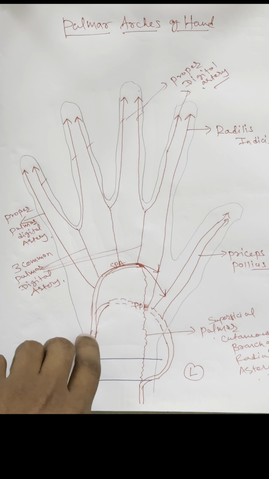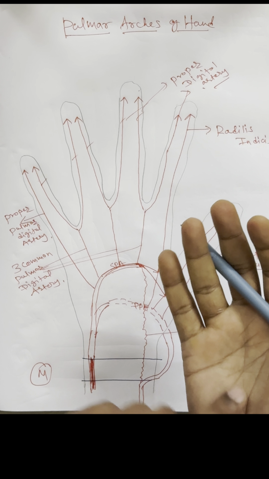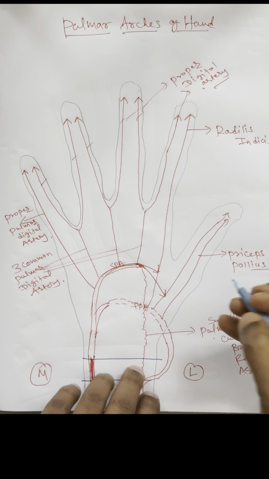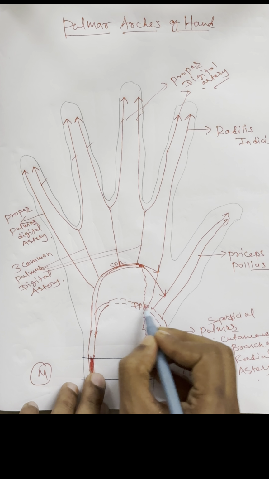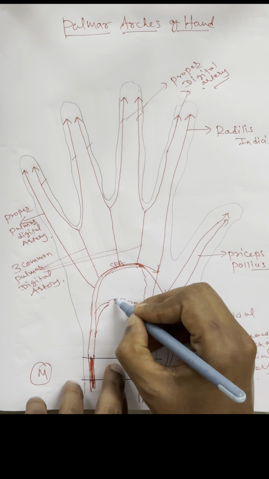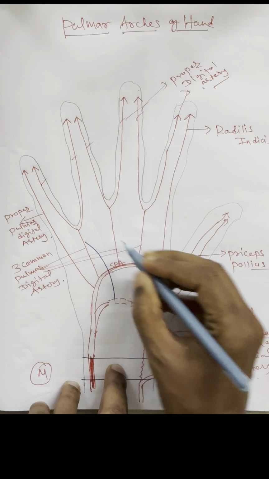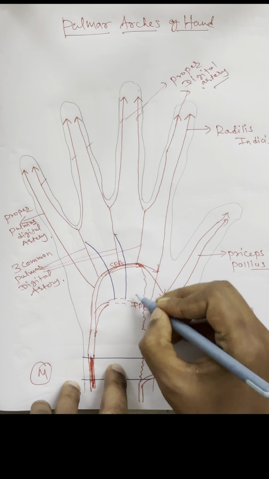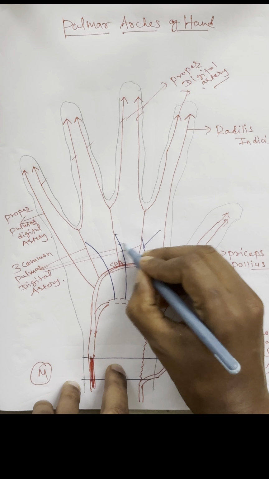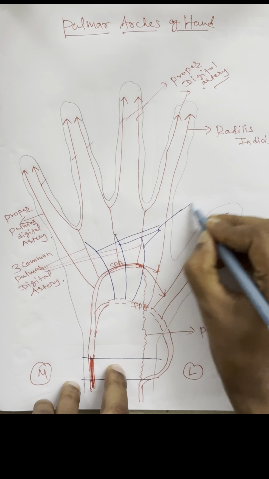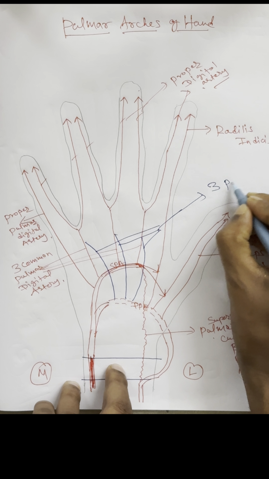But still, it takes anastomosis or attaches with the deep palmar arch. But how does it attach with the deep palmar arch? For that, we have to know about the deep palmar arch. So the deep palmar arch gives three branches: one, two, and three.